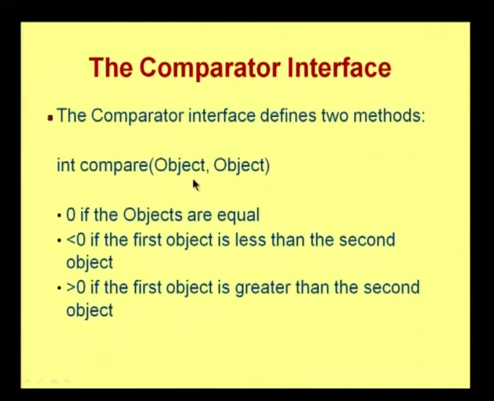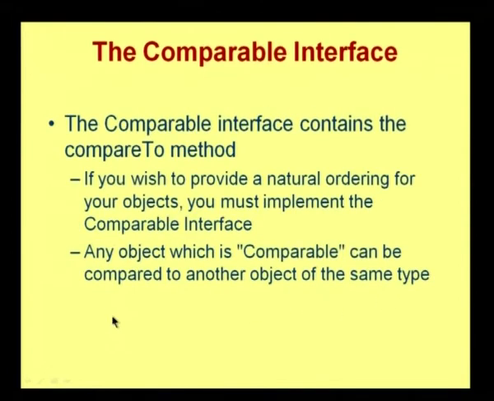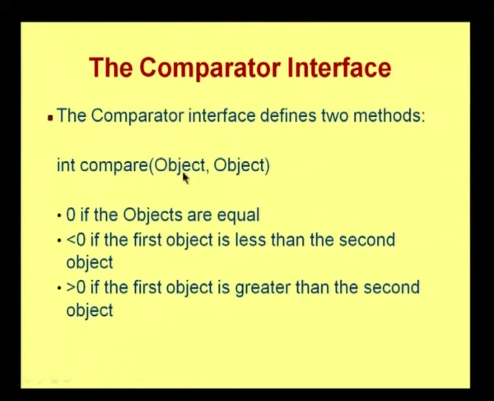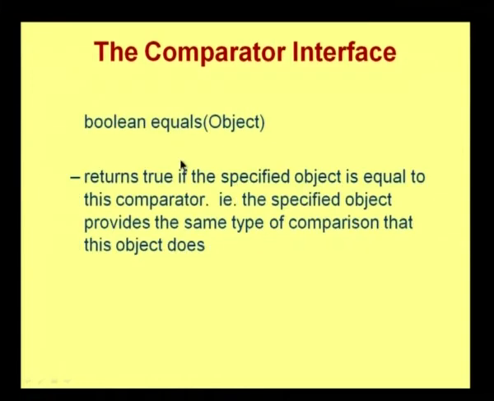One is int compare, comparing one object with the other object. It returns 0 if the objects are equal, less than 0 if the first object is less than the second object, and greater than 0 if the first object is greater than the second object. So here we have seen that in compareTo you access the method with respect to a particular object, whereas here you can see that I am comparing the two objects. Next is equals. Equals is a method which takes an object as the parameter. It returns true if the specified object is equal to this comparator, that is, the specified object provides the same type of comparison that the object does, the same mechanism is used.